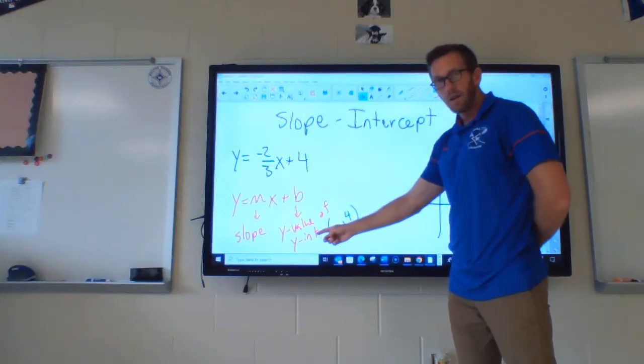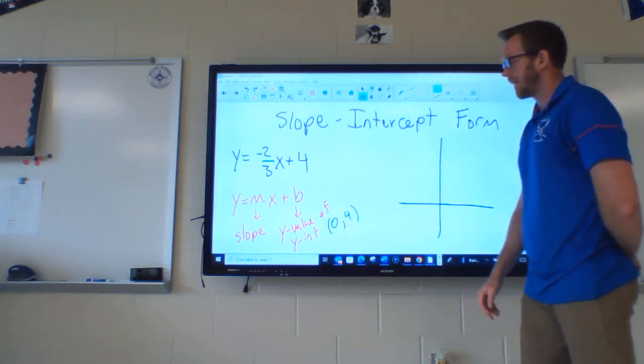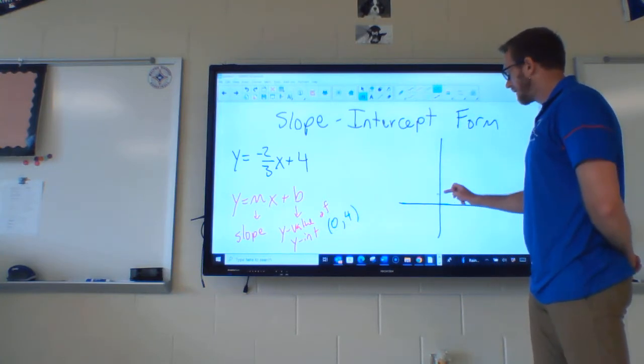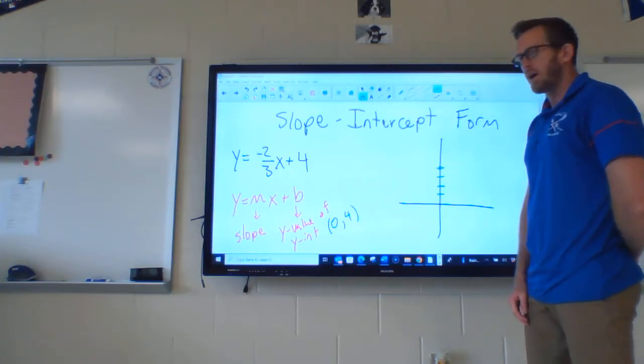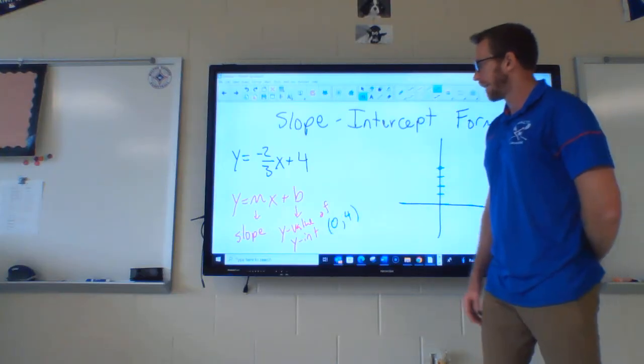Now we already talked, the y-intercept, that is where we have the x value of 0. So that's the x value of the intercept. Okay? So we've got 0, 4. That's what we plot first. Right? We always start with a point, and then we plot the slope from there.